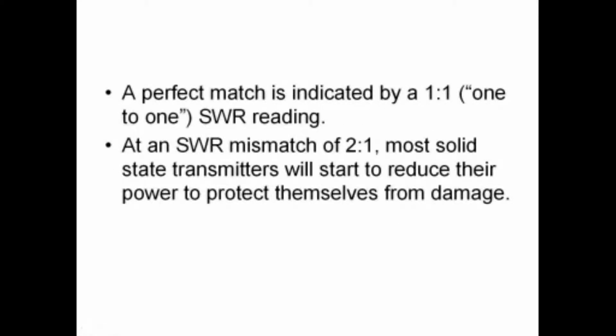A perfect match is indicated by a 1-to-1 SWR reading. At an SWR mismatch of 2-to-1, most solid-state transmitters will start to reduce their power to protect themselves from damage. So when you get to that degree of mismatch in your system, the transmitter will begin to reduce power to save itself.